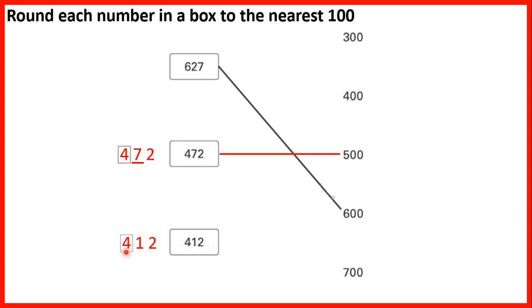Now we have 412. So again, we can circle our hundreds digit and look at our tens digit. We have 1 as our tens digit, and if we have 4 or less, we round down. And when we round down, the digit that we've circled stays the same. So this 4 will stay a 4, meaning that 412 will round to 400. And that makes sense because 412 is closer to 400 than it is to 500.